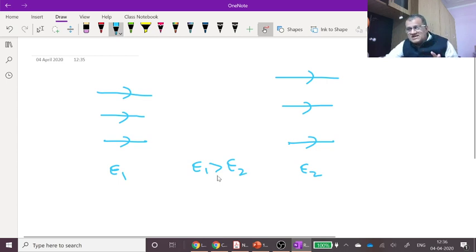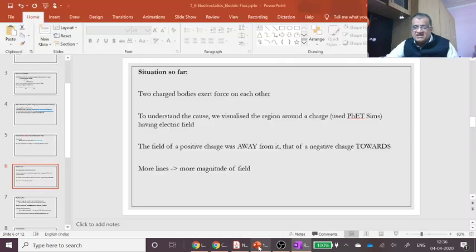So if the electric field in a region is more, we draw more lines within a given area. And if the electric field is less, then we draw a lesser number of lines in a given area. Now that is a way of representing it. And if it is a positive charge, then the lines are away. If it is a negative charge, then they are towards. We have seen these kinds of things.